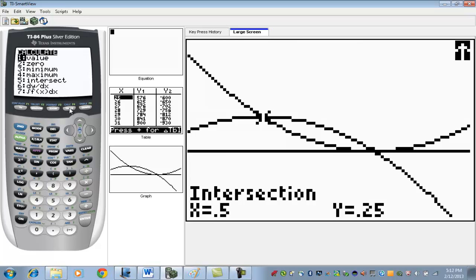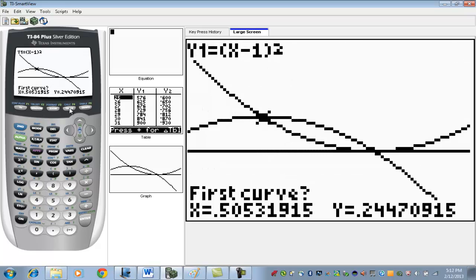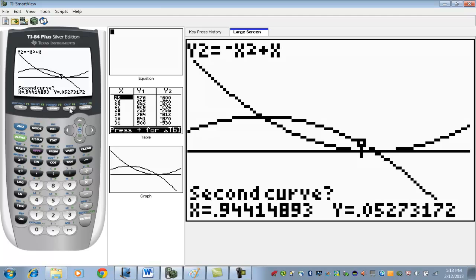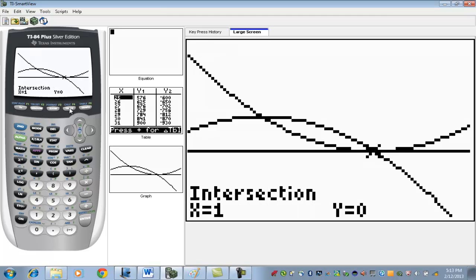Second, trace, number 5. Right, go close to it, enter. Second curve, enter, and make a guess. Right, the x coordinate here is 1. So we know we need to integrate from x equals half to x equals 1.